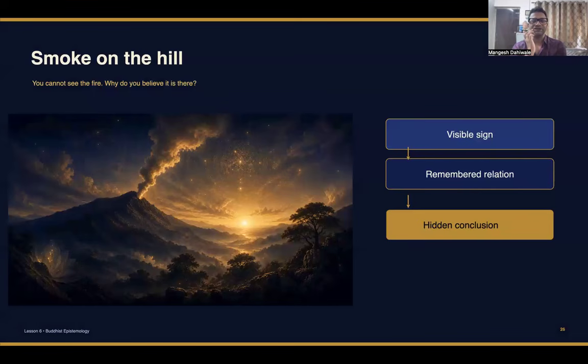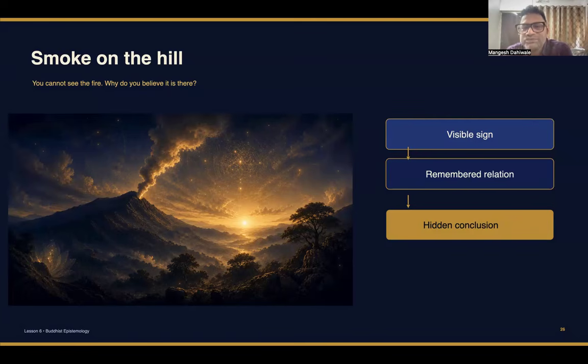So this is an example of inference, smoke on the hill. You cannot see the fire. Why do you believe it is there? I think this will help you to understand what is inference, or anumana. So there is a visible sign. This is a very famous example in Buddhist philosophy, that there is a visible sign, a remembered relation, and a hidden conclusion. So, for example, we see smoke coming from behind the hill, smoke on the hill. Why do we believe that there is a fire? We cannot see the fire. We only see the smoke, but we believe that there is a fire.